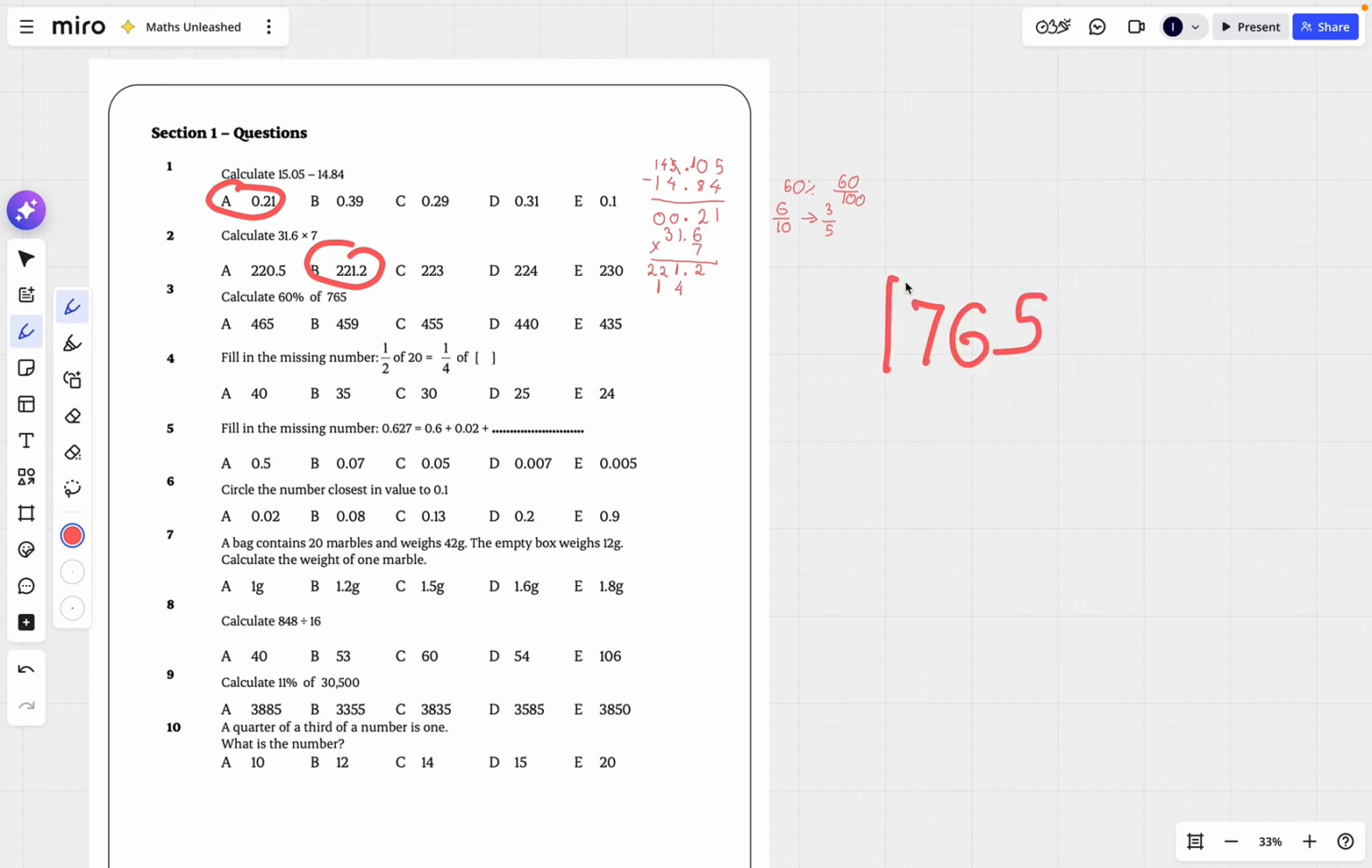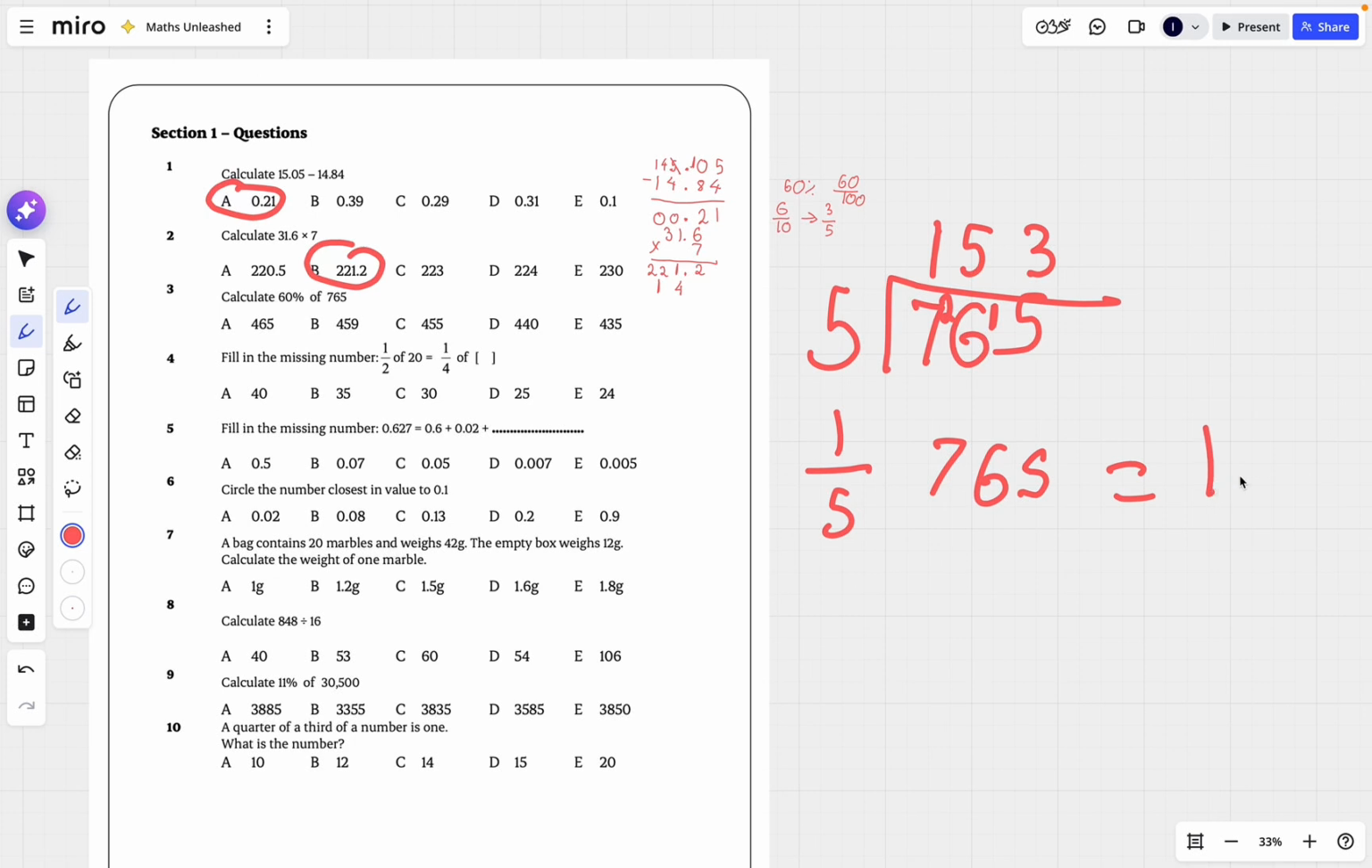765 divided by 5. First of all, how many 5s fit into 7? This is 1 and we have a remainder of 2. How many 5s fit into 26? This is 5 with a remainder of 1. And finally, how many 5s fit into 15? And this is 3. So we know 1/5 of 765 is 153. We need 3/5 of 765, so we need to times 153 by 3.